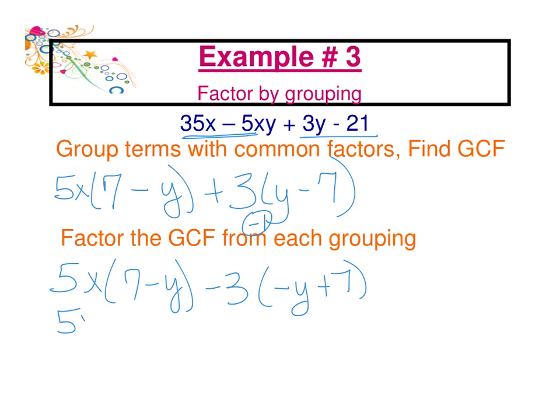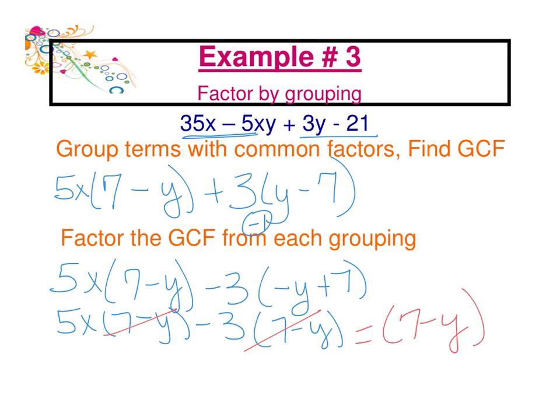So what it really looks like is, alright, now I have these two terms that are the same, 7 minus y, 7 minus y. So 7 minus y is that factor, and I'm left with 5x minus 3. That's my other factor.